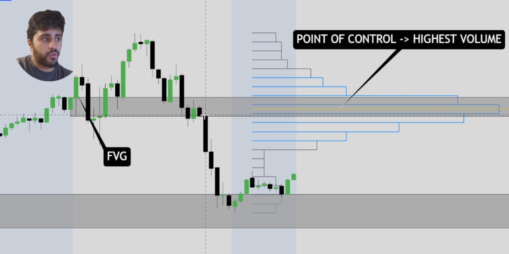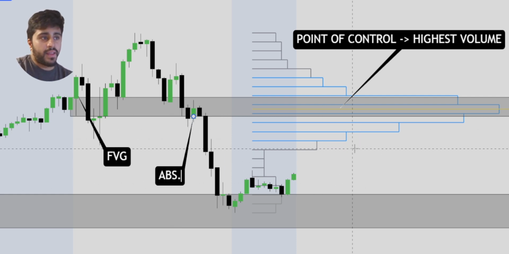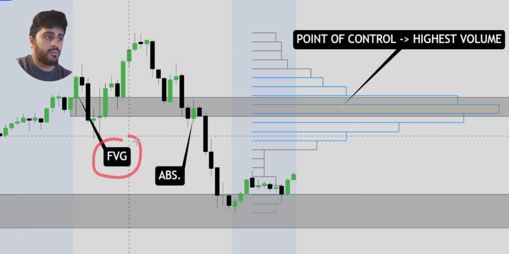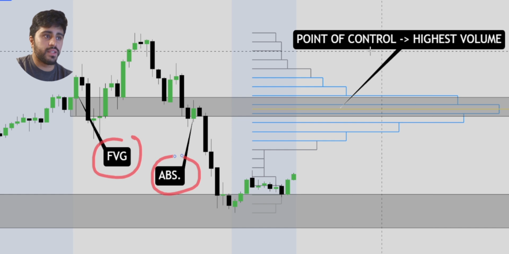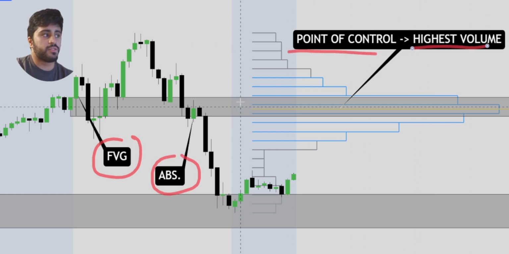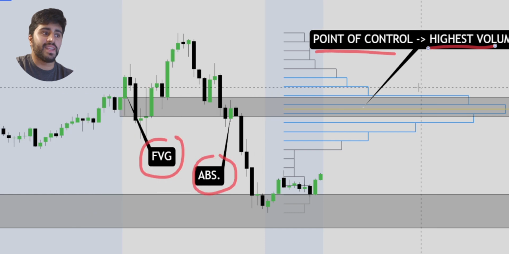The second thing you're looking for is absorption. So typically when you see a break to the downside or a break to the upside, you want to see absorption. I'm just going to write ABS. And these are the three things that validate any key level in the market. These are the three things you need. You need to have a fair value gap, you need to have absorption, and you need to have some kind of high volume area.